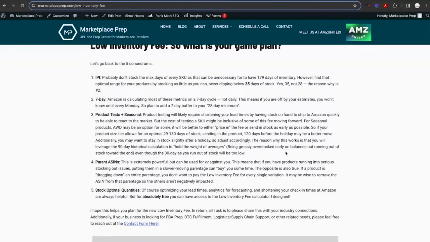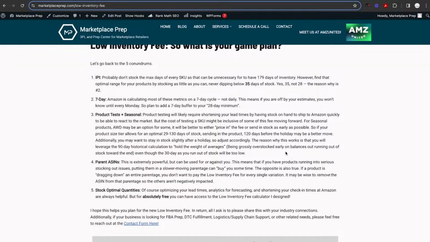But the best solution to avoid the fee and not have to ship to AWD or price it in is, let's just say your product has an optimal range of 29 to 130 days of stock. Well, if you send your product in 120 days before the holiday, you've now overstocked for that period. Let's just say that is September. I'm just going to use Christmas because it's a very consistent holiday. There's a huge Q4 spike. You send it in September.